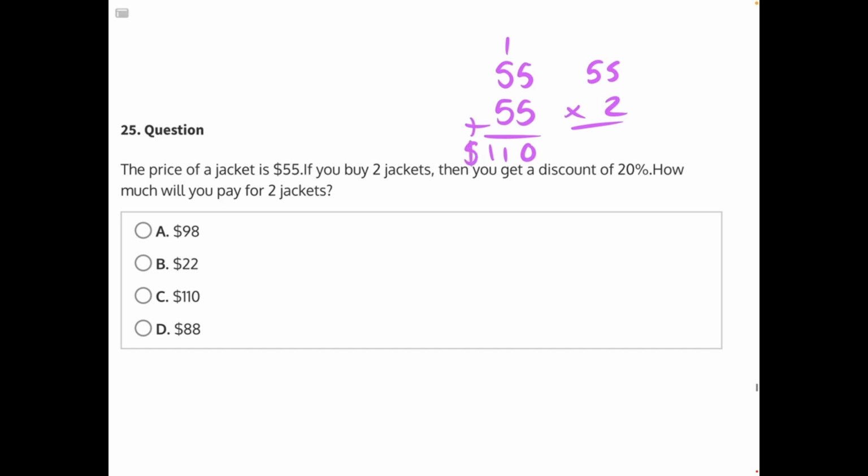Once you buy 2 jackets, you get 20% off of that 110. So what we need to do is figure out what is 20% of 110, and then subtract that number. We'll call it X. Subtract that number from 110 because we're taking the discount off of the price. We are subtracting it from the price.